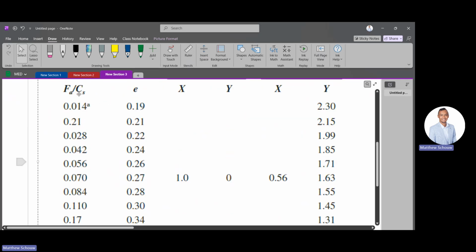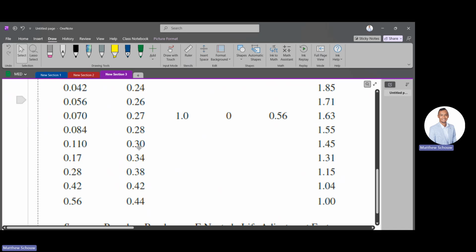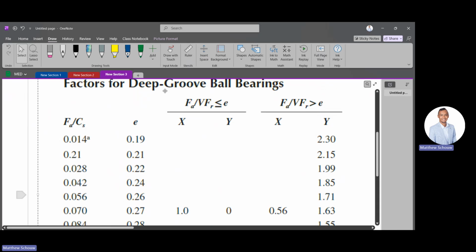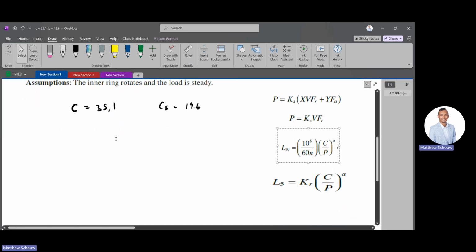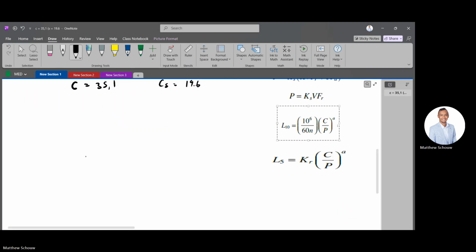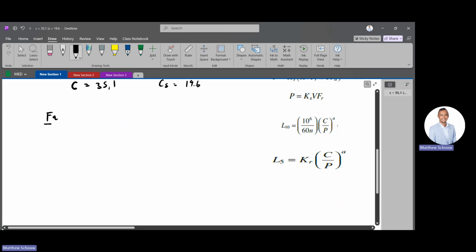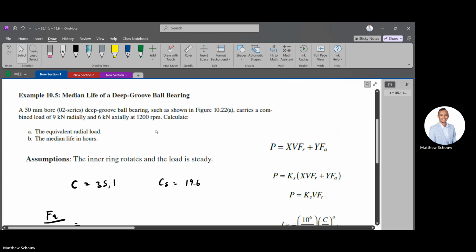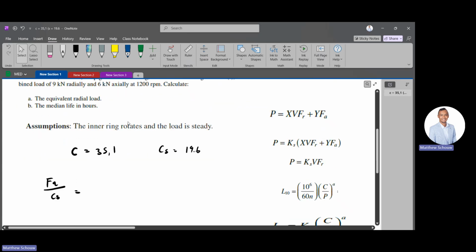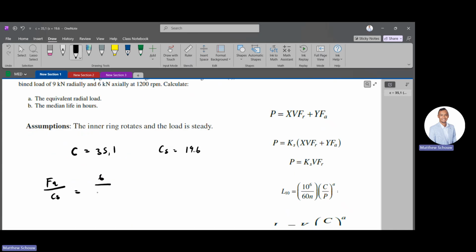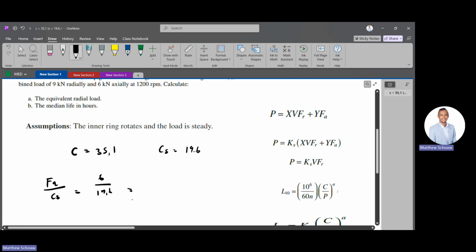So let's quickly find Fa over C0, and then we can find e. Typically, we can find these two immediately, but let's just go like that. So let's find Fa over C0. So Fa divided by C0, which is going to be your axial load given, of 6 kilonewtons, and then we're dividing that by 19.6, right?